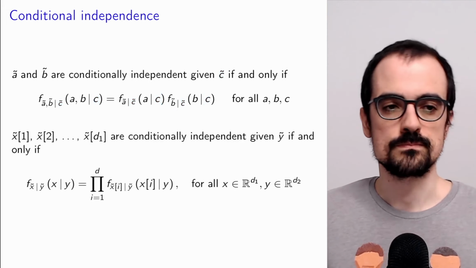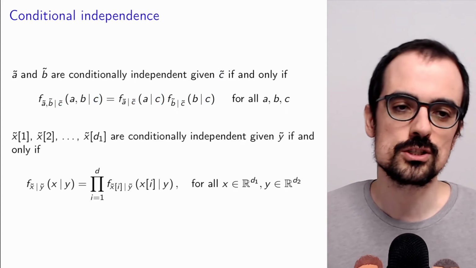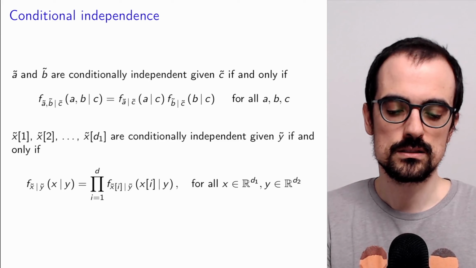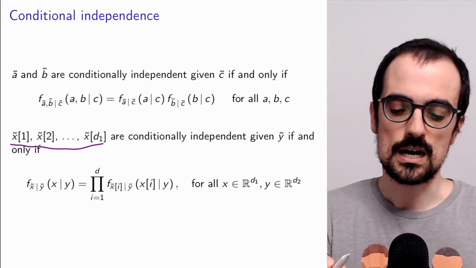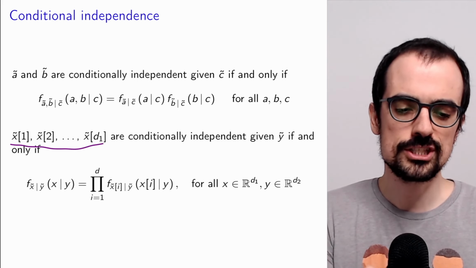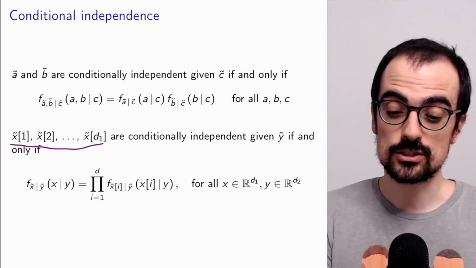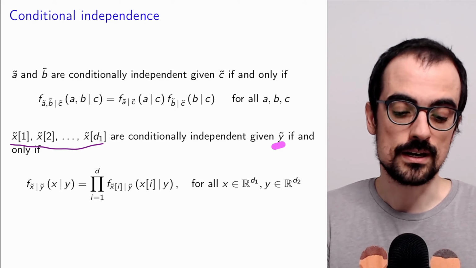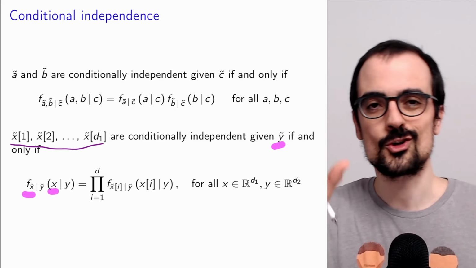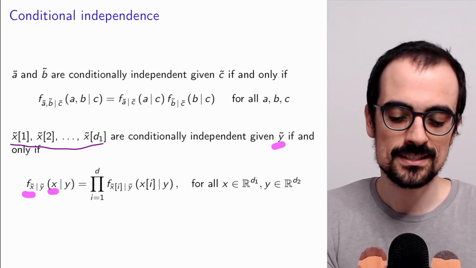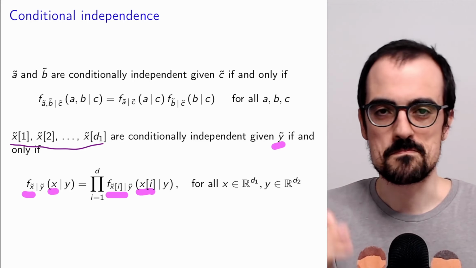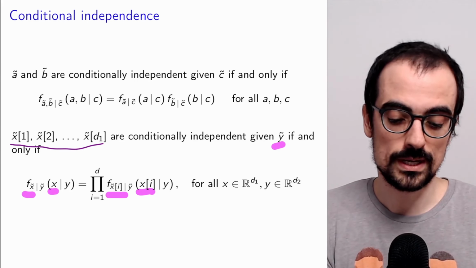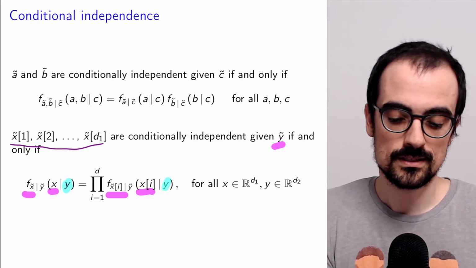Same thing for random vectors or multiple random variables. Here we say that these D1 random variables are conditionally independent given a random vector Y, which is a random vector of dimension D2, if their joint conditional PDF factorizes into the individual marginal conditional PDFs given Y. You always condition on Y.